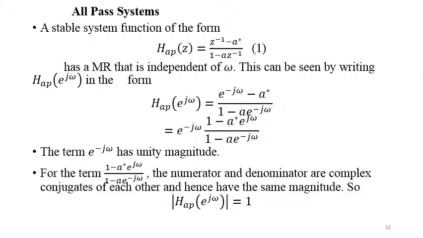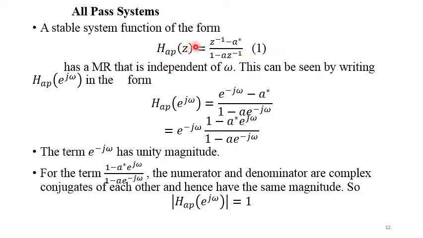The next topic is the all-pass systems. In case of an all-pass system, we have a magnitude response that is independent of the frequency. Whatever frequency it has, it will have a constant response. So let's consider we have a system that has system response equal to Z inverse minus A star over 1 minus A Z inverse.